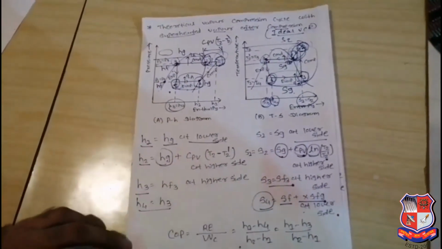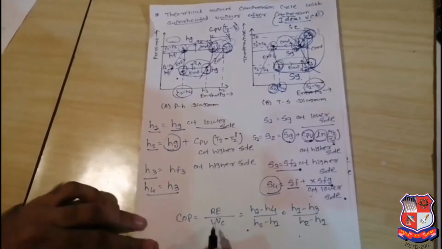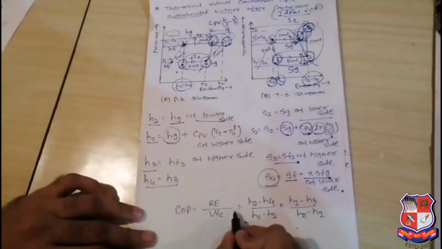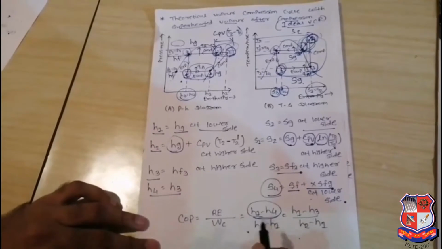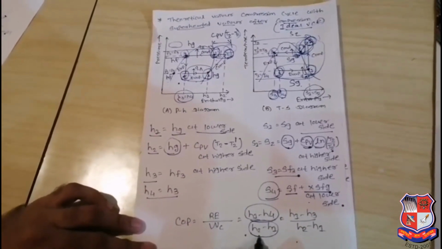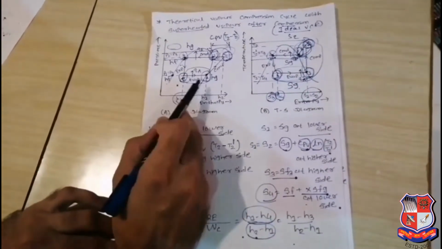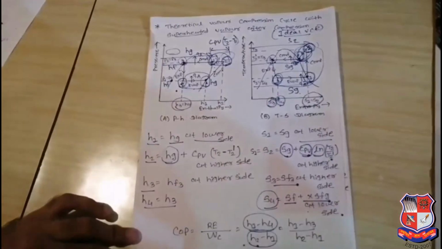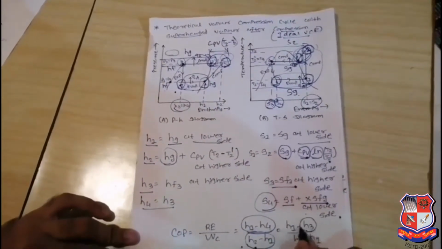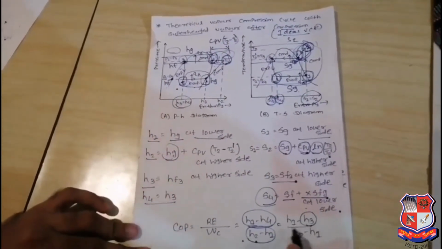COP is equal to, in a similar way, refrigeration effect divided by compressor work. That will be your evaporator side, and that side will be your compressor side. So H1 minus H4 divided by H2 minus H1, and similarly H4 is equal to H3 will be considered, so H1 minus H3 divided by H2 minus H1.